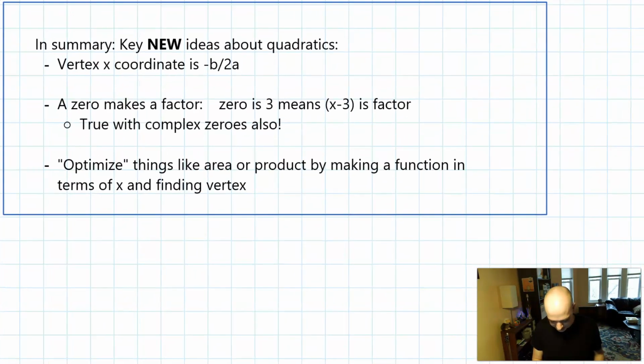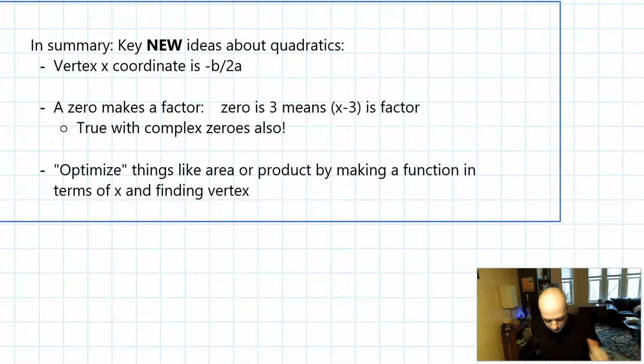This is the end. Just to summarize, here's our 3 big new ideas about quadratics for this unit. You know a lot about quadratics already. First thing, the vertex of the quadratic, x-coordinate, is always at -b/2a. So useful. All the time you can use this to kind of get around, avoid having to do all kinds of messy factoring. So very useful thing.